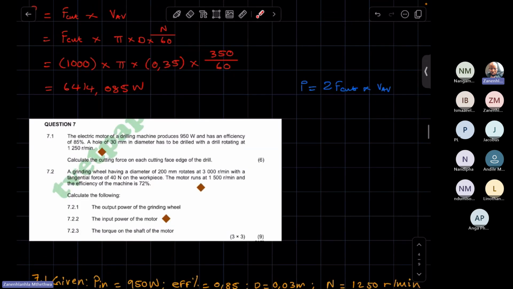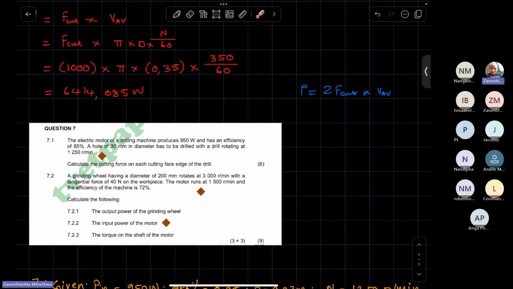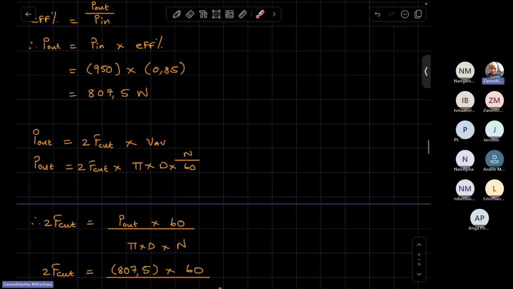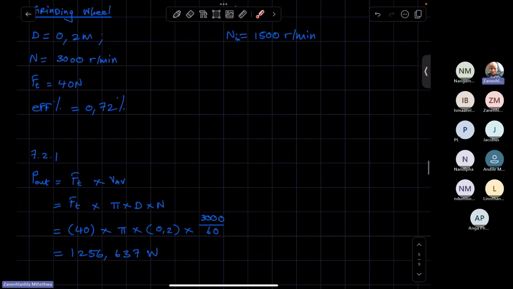You can solve these problems by just looking at them. That's how simple they are. This one, we've already identified you're looking for power output. Power output is force times average velocity. You have the tangential force, which is 40 newtons. You have the diameter, so pi, this is the d, n is 3,000 revolves per minute. This you divide by 60. Very, very easy stuff here.